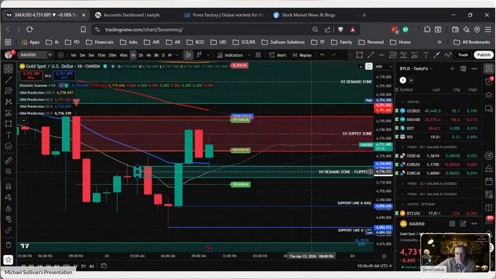So if it comes down to there, I have a buy limit. It's going to automatically buy for me, and then it's going to sell. My take profit's going to be right here, and my stop loss is just below this, just outside the demand zone.